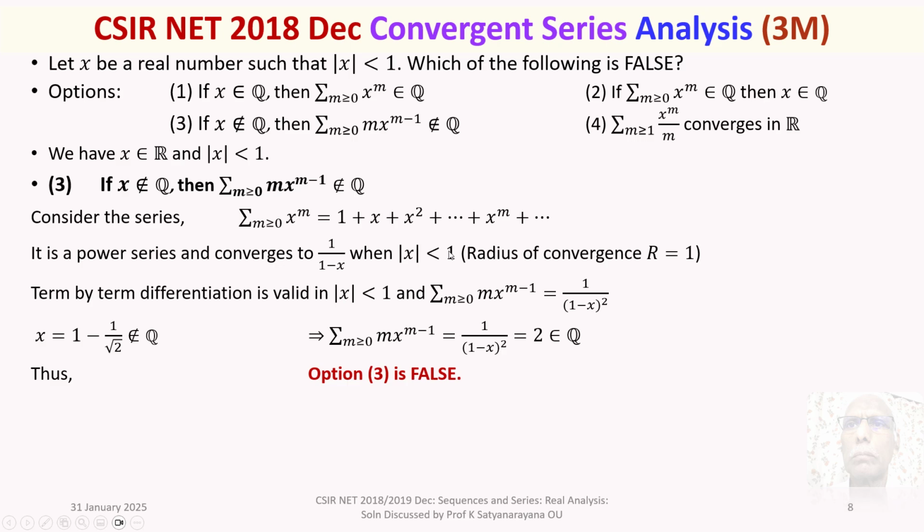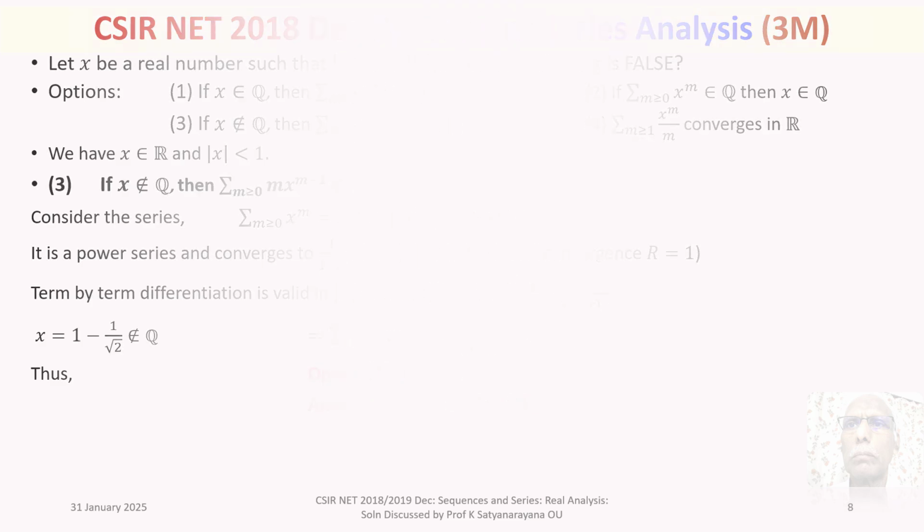Option 3 is false, and we have to find the statement which is false. Therefore, the answer to this question is option 3. That is the detailed discussion of the solution of this problem. Let's move to the next question.